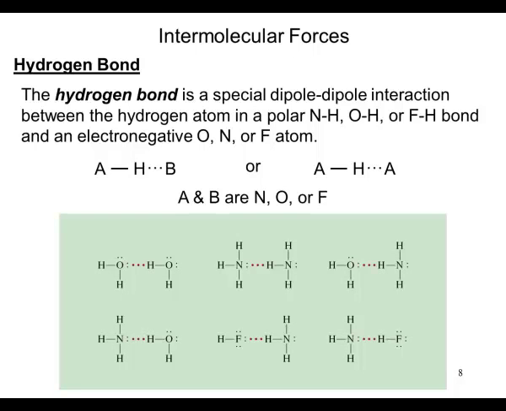Here are examples. Two water molecules with hydrogen bonding between the hydrogen and the oxygen on another water molecule. Ammonia, hydrogen bonded to another ammonia between the nitrogen and the hydrogen. On the second row we see hydrogen fluoride, hydrogen bonded to ammonia between the fluorine and the hydrogen.